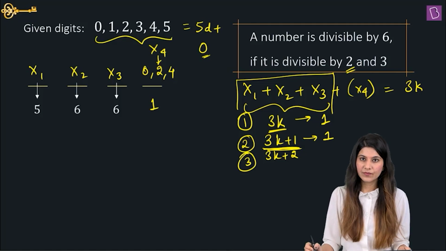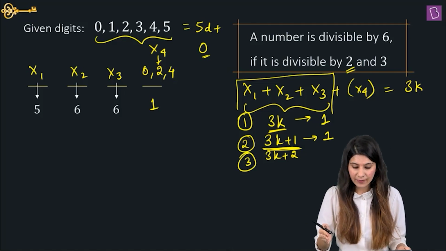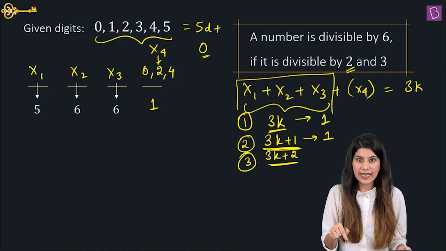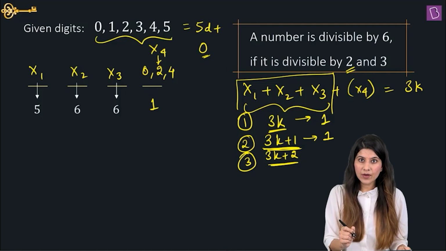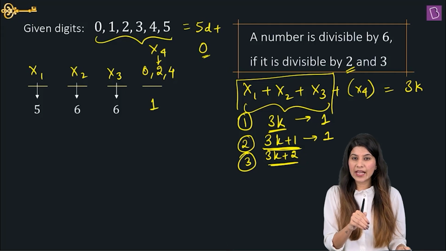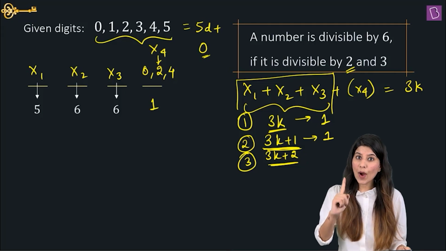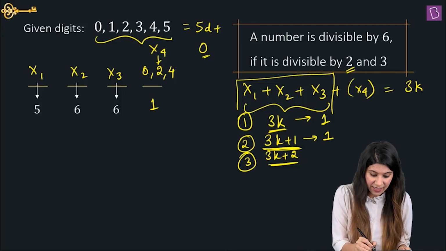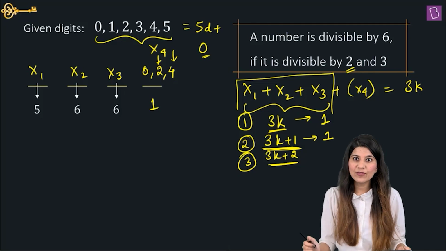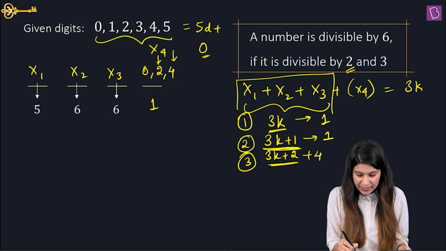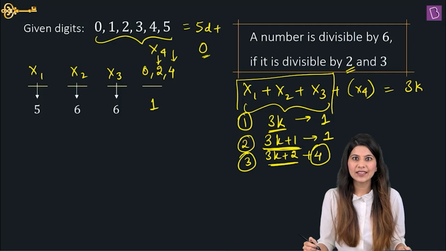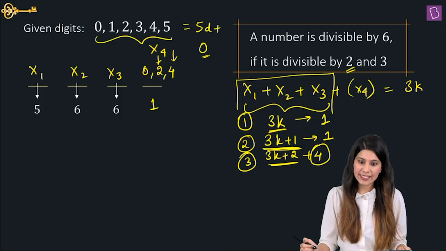And the third case, if x1 plus x2 plus x3 is of the form 3k plus 2, that means I am short of 1. So I need to put a number in place of x4 such that if I divide that number by 3, I get 1 as the remainder. And that is number 4 only. We have to choose between 0, 2 and 4. So if I add 4 to this, what do I get? 3k plus 6, which is divisible by 3. Only choice I have in the third case is 4.